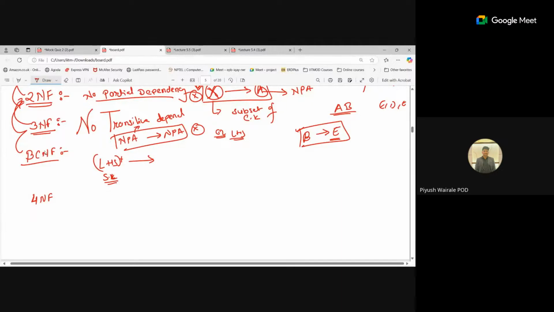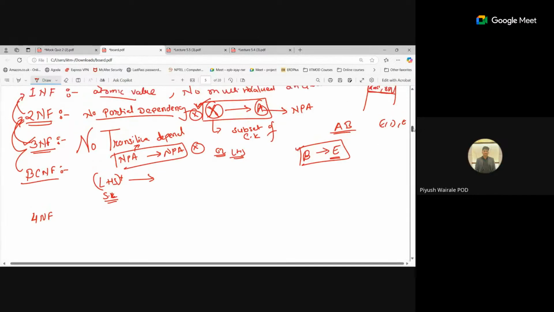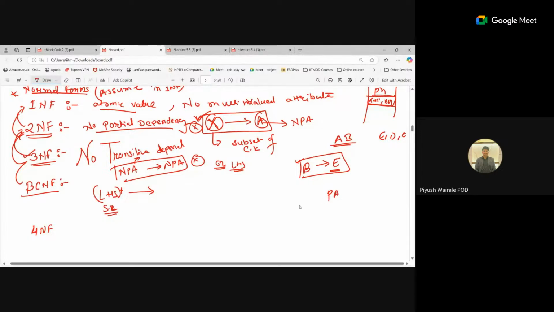In BCNF, we are not allowing anything, right? We are not checking for transitive dependency in BCNF. There should not be a transitive dependency because it should be in 3NF first, right? Whenever we are dealing with a prime attribute determined by a prime attribute, this is okay in 3NF, but this is not allowed in BCNF unless this prime attribute is a key, okay?